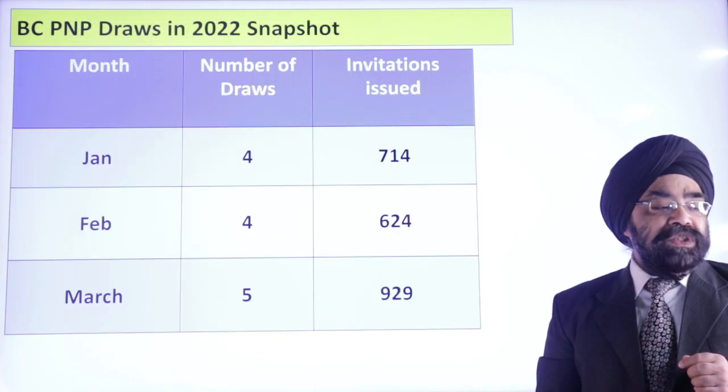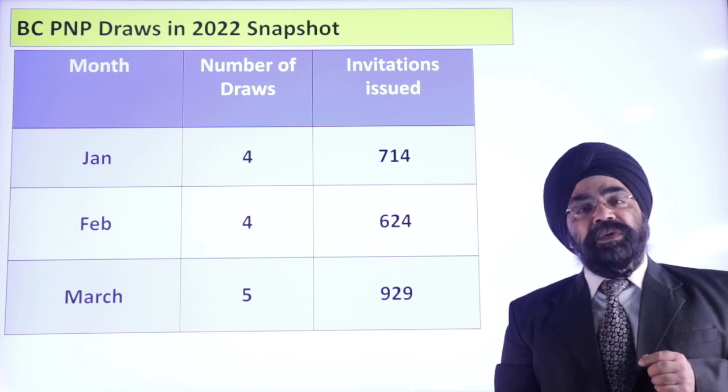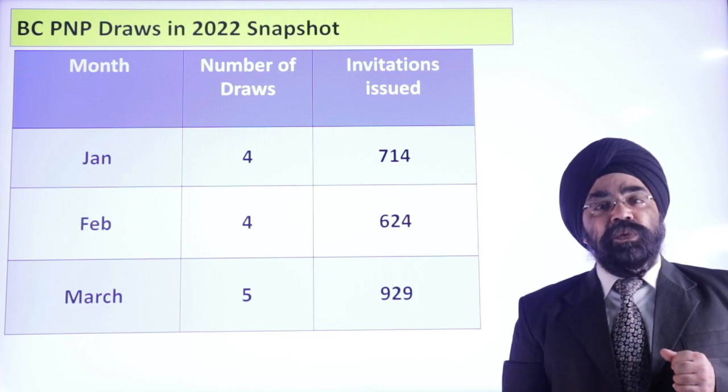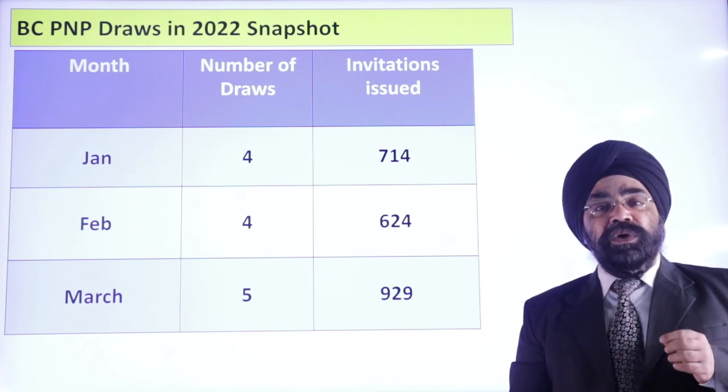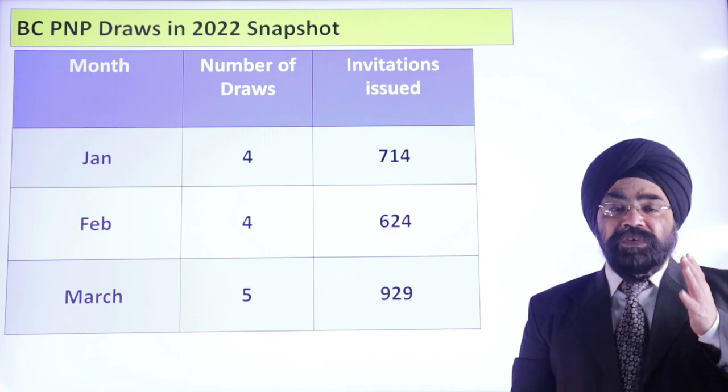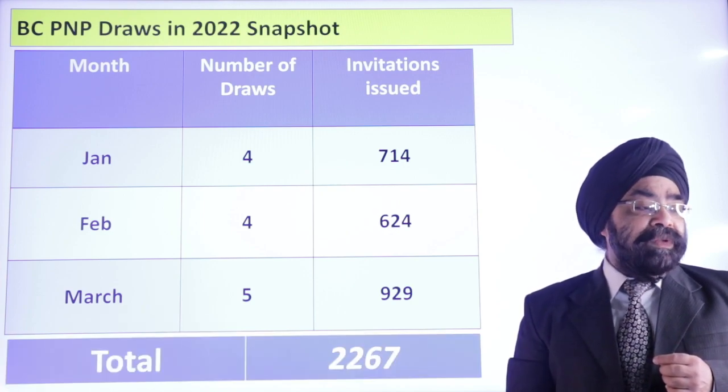Now, as I said, by now the first quarter has ended, March ended. So we have 3 months of data. BCPNP till now conducted January, February, March, 3 months of draws. So let us quickly have a snapshot of these draws. In the month of January, 4 draws were conducted, 714 people were invited. February, 4 draws were again conducted, and 624 people were invited. March, the number of draws also increased and the number of people invited also increased. In the month of March, 5 draws were conducted and 929 people were invited.